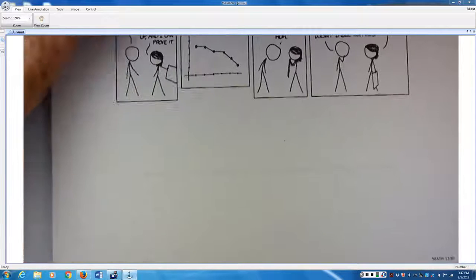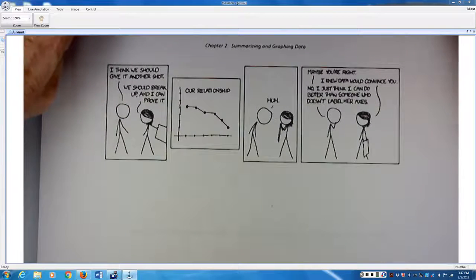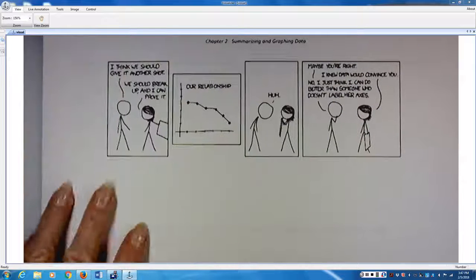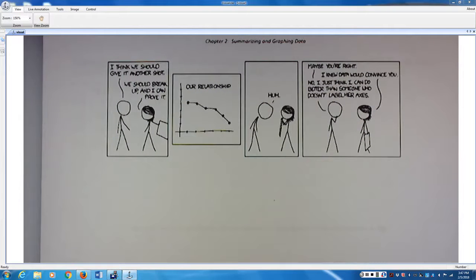It's very, very important, as you've seen in these examples so far, that you really need to label your axes.